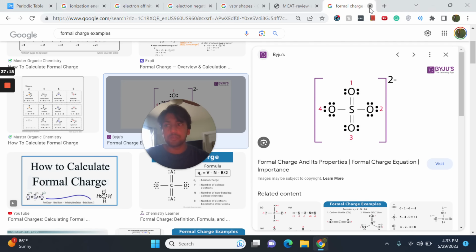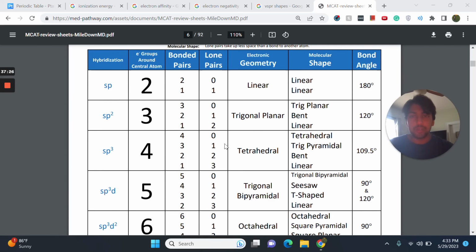Okay, the next thing is VSEPR, and I think VSEPR is kind of something you have to memorize, but it's not so difficult if you look at a couple of shapes.